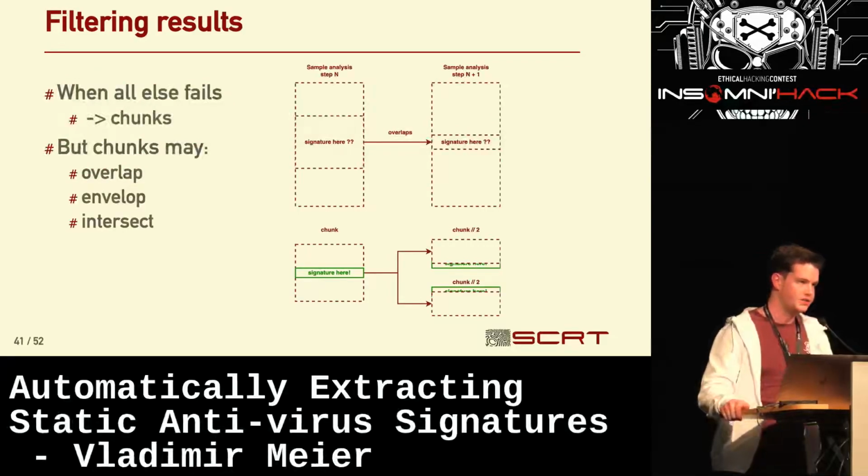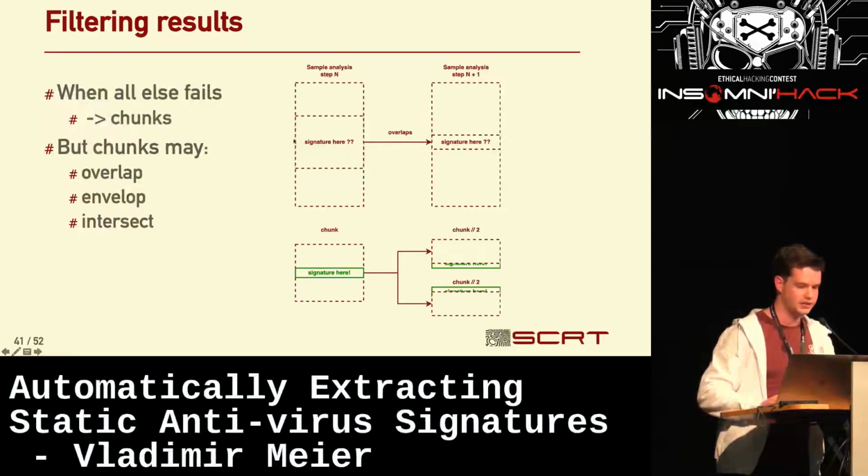When all else fails and there is a section where raw binary data is looked for, you have to rely on chunks, and we know that's an issue because chunks may overlap, envelope, or intersect. And here I've chosen a special case, which really happened in experiments. Let's say you have an interval for a signature. You know it's somewhere in the middle of the file, but once you start splitting things, you will break the actual signatures, and the analysis won't be able to continue.